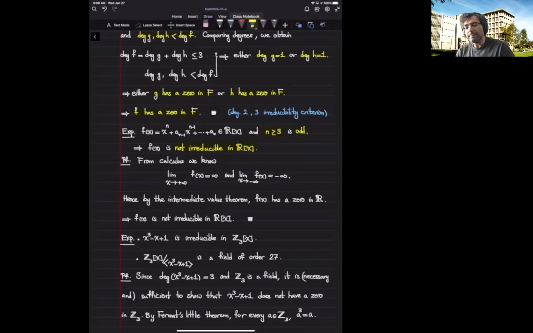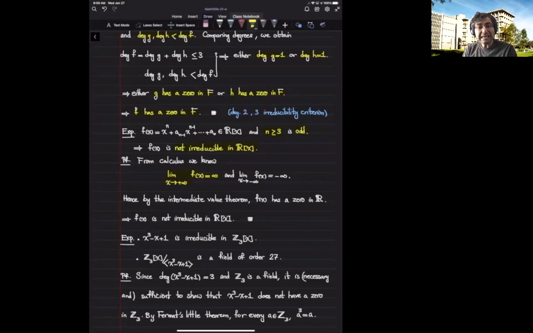Okay, let's see. We want to use the fact that if f has a 0, then it cannot be irreducible. We want to show that such a polynomial always has a 0. Now, what we notice is that because the leading coefficient is 1, is positive, as I let x go to positive infinity, I will go to positive infinity as well. So this polynomial gets larger and larger as we let x go to positive infinity.